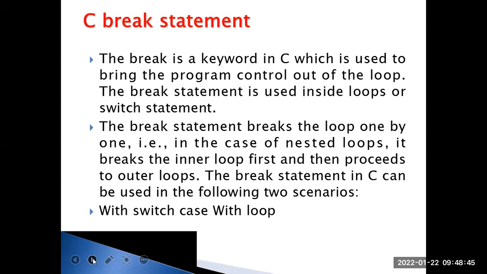The break statement breaks the loop one level at a time. That is, in the case of a nested loop, it breaks the inner loop first and then proceeds to the outer loop. The break statement in C can be used in two scenarios. The first scenario is in a switch followed by the case, where we can use a break. In the second scenario, with the loops, that is the for loop, while loop, and do while loop, we can also use the break statement.